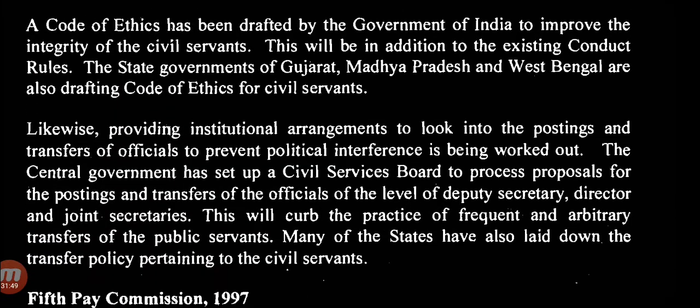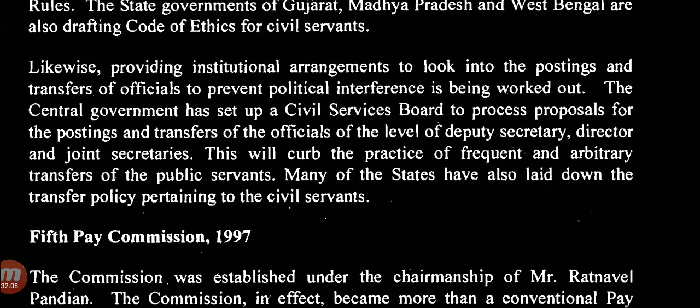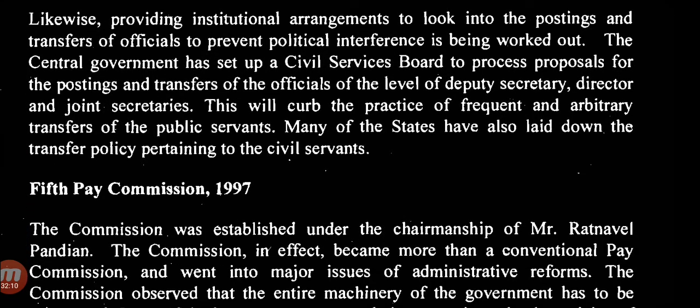A code of ethics has been drafted by the Government of India to improve the integrity of the civil servants. This will be in addition to the existing conduct rules. The state governments of Gujarat, Madhya Pradesh, and West Bengal are also drafting code of ethics for civil servants. Likewise, providing institutional arrangements to look into the postings and transfers of officials to prevent political interference is being worked out.